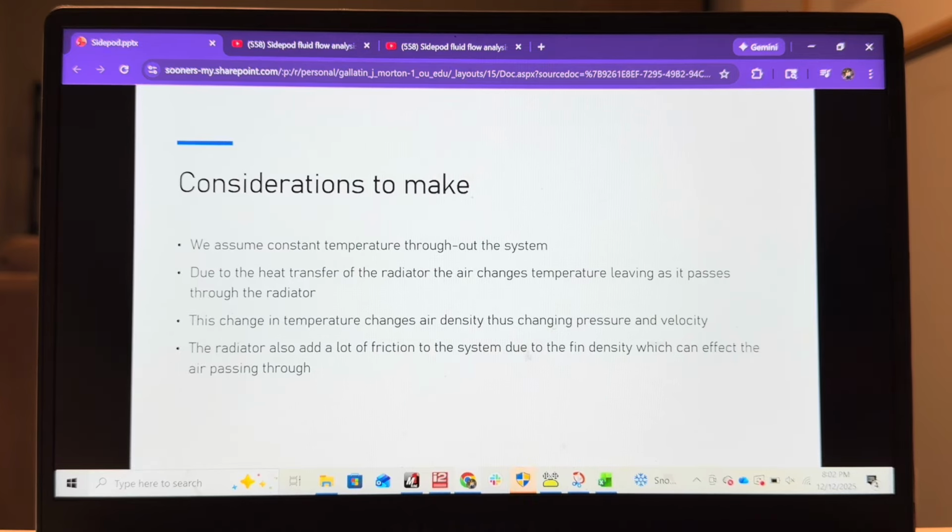So now to talk about those pesky considerations. So we assumed a constant temperature throughout the system. Due to the heat transfer, the whole point of a radiator is to take the heat from the radiator and warm up that air, therefore cooling off the radiator. So this heat transfer is going to have some density changes as well as some pressure changes, which is then in turn going to change your velocity and whatnot. The radiator also adds a lot of friction into the system, further heating up the air.